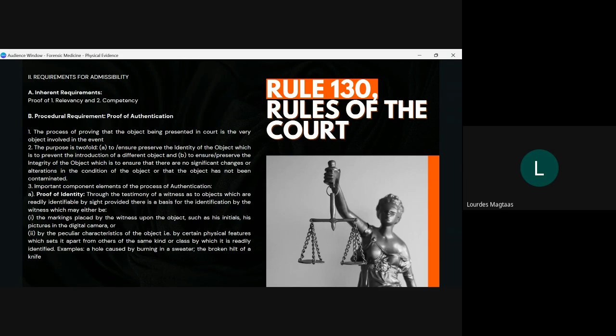A witness may have placed some form of marking on the object, such as their initials, a date, or a signature. These markings can help to establish the identity of the object and prove that it is the same object that was collected. Second, peculiar characteristics of the object. The witness may be able to identify the object based on certain physical features that set it apart from others of the same kind or class. For example, a hole caused by burning in a sweater or a broken hilt of a knife could be used to establish proof of identity.